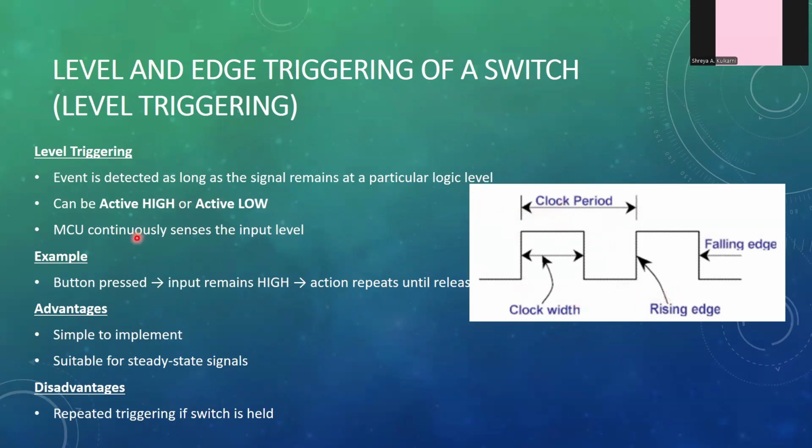So the microcontroller continuously senses the input. Example over here is button pressed, input remains high, and the action repeats until it is released. So if you are increasing the volume, you would want it to increase continuously, and you need not press the button 10 times to increase it by 10 units. The advantage of this is that it's simple to implement compared to edge triggering, and it is suitable for steady state signals. The disadvantage is repeated triggering if the switch is held.